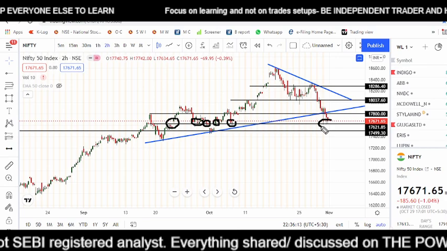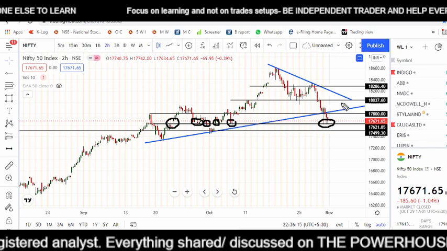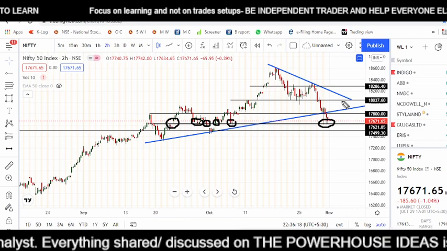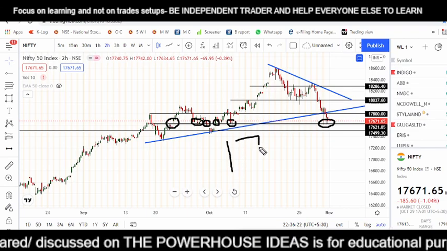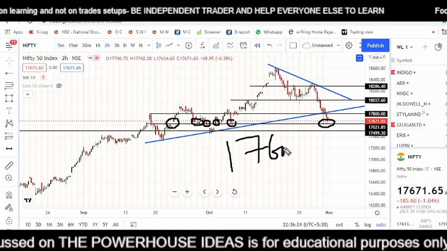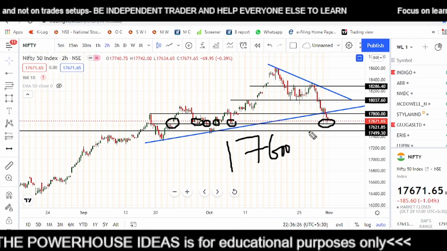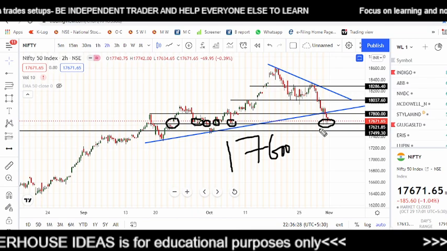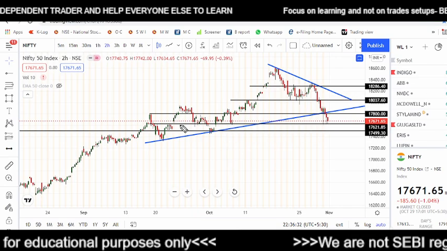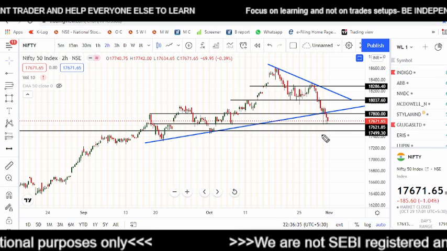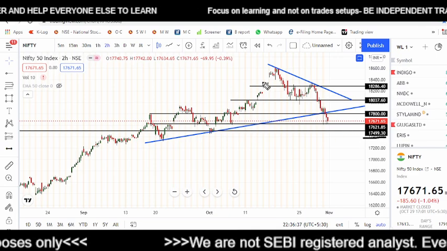Now also we can see some of the rejections at this level, that is, the level is being respected right now. So the most important key level to watch on Monday will be 17,600. Right. So this is an important level for Monday which you should watch out for, and if this level breaks, we will be reaching the next key level, that is 17,500.